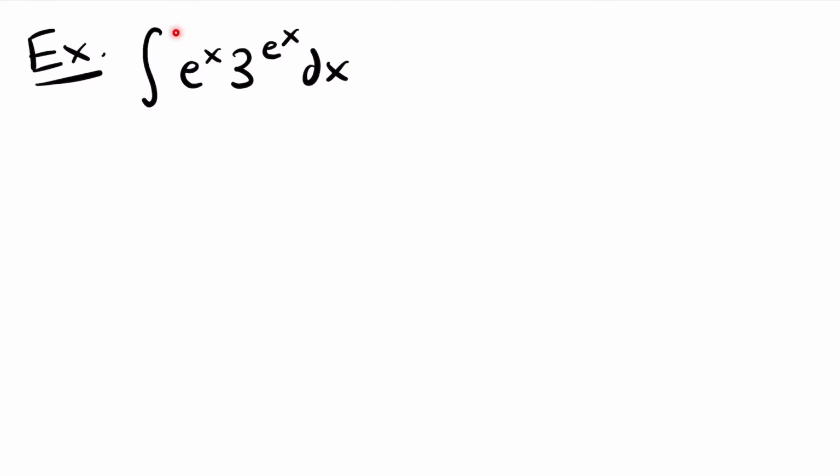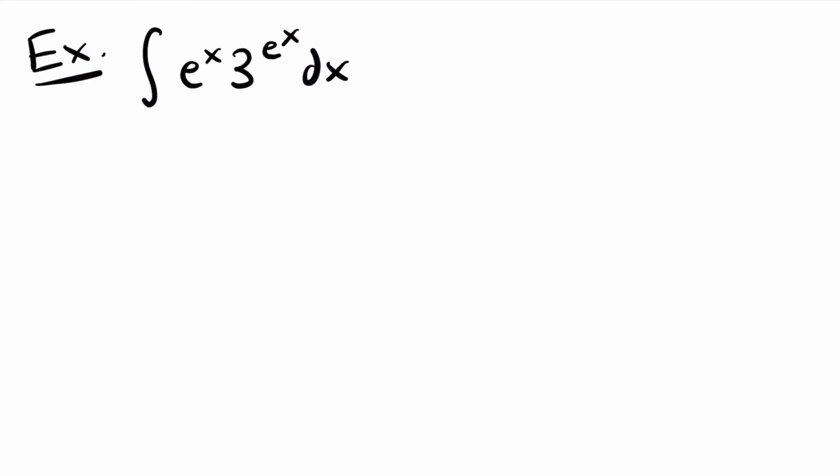All right, so next we have the integral of e to the power of x times 3 to the power of e to the power of x dx. And so how do you think we are going to solve this integral? Well, for one thing, we're probably going to want to use u-substitution because we see that we have 3 to the power of some function that is not just x, right?